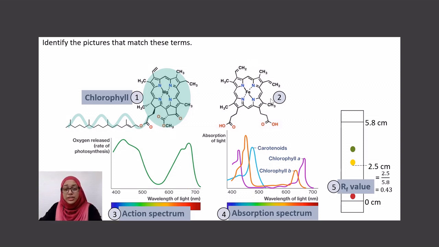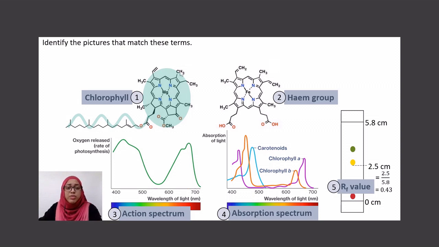And the second molecule, the second picture, is really a heme group. It does have a porphyrin ring, but instead of a magnesium, it has a central iron atom. And it's this heme group that's going to be embedded within the protein part to form hemoglobin, which is the one that's carrying oxygen around your body.